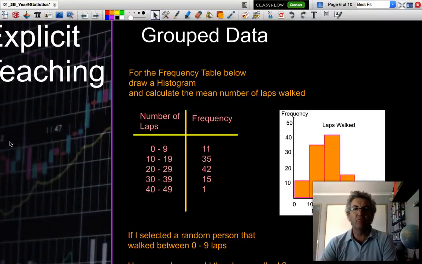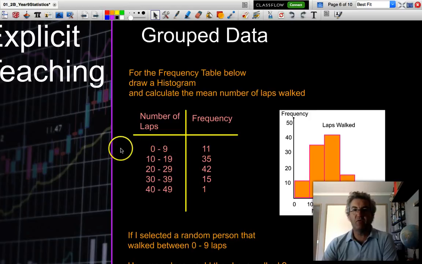Hello and welcome. In this presentation we will be working with group data, and from that group data we will go on to calculate the mean and then move on to look at strategies in calculating the median. Now let's just look at this data here.